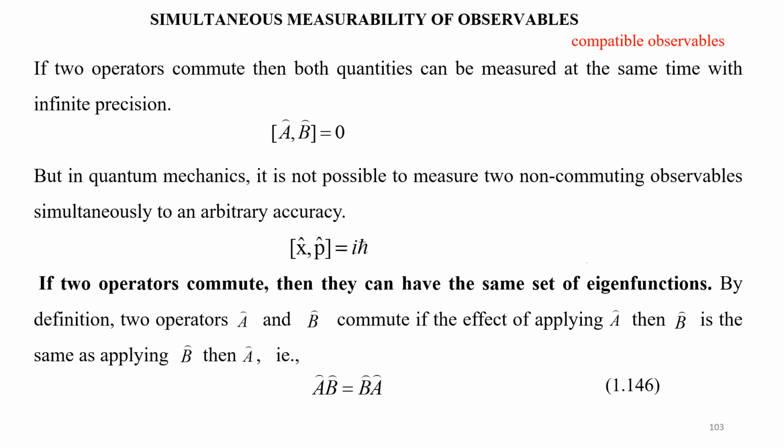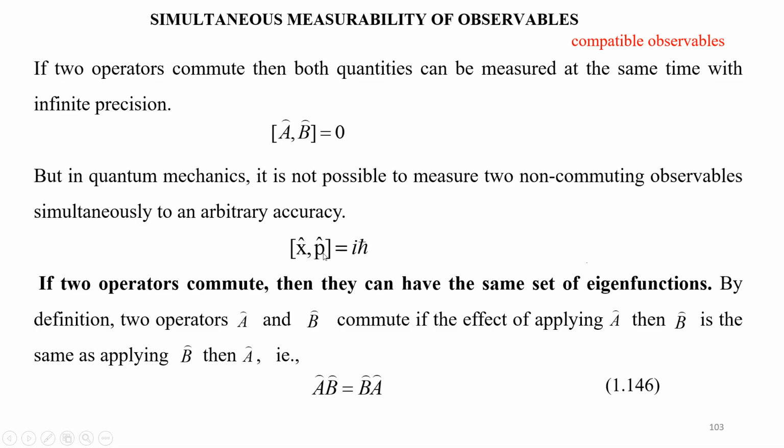We shall learn simultaneous measurability of observables, that is, compatible observables, commuting observables. If two operators commute, then both the quantities can be measured at the same time with infinite precision. That is, the commutator [A, B] equals 0 implies that AB equals BA. But in quantum mechanics, it is not possible to measure two non-commuting observables simultaneously to an arbitrary accuracy.